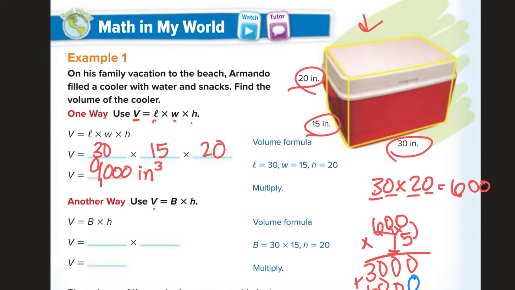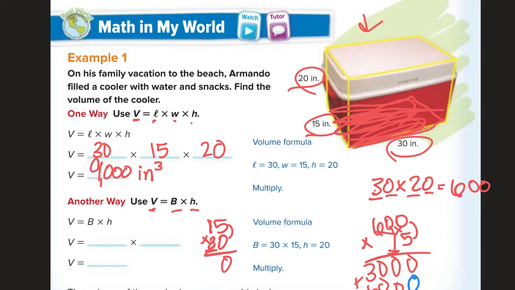Okay, so here it says, hey, we could also use base times height. So the base would be this bottom area down here. It's the area of the base, not just the base, the area of the base. So I do 15 times 30. Okay, 3 times 5 is 15. 3 times 1 is 3, plus 1 more is 4. So I'd get 450, and I need to multiply that by 20.